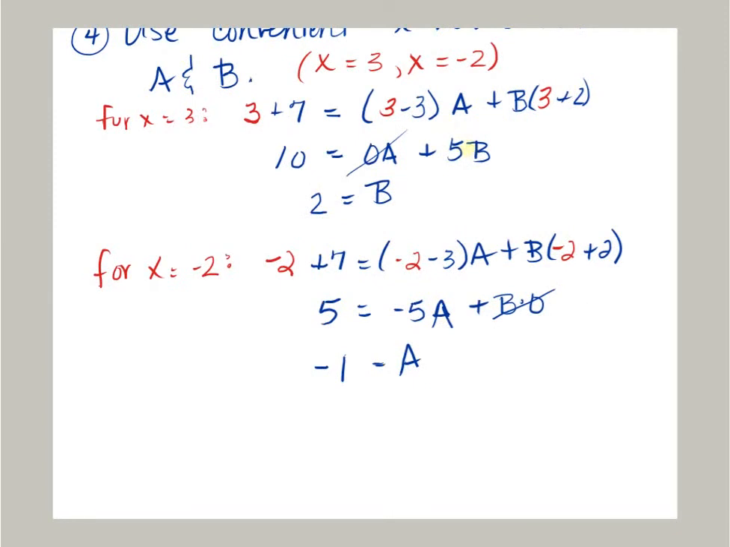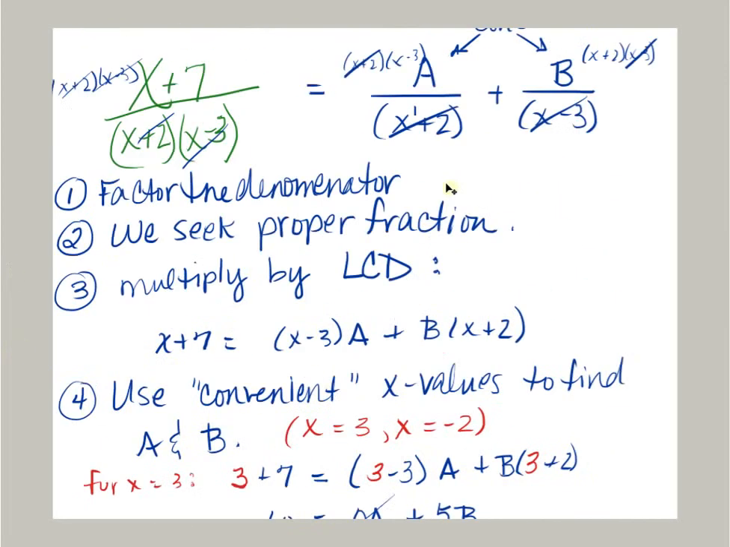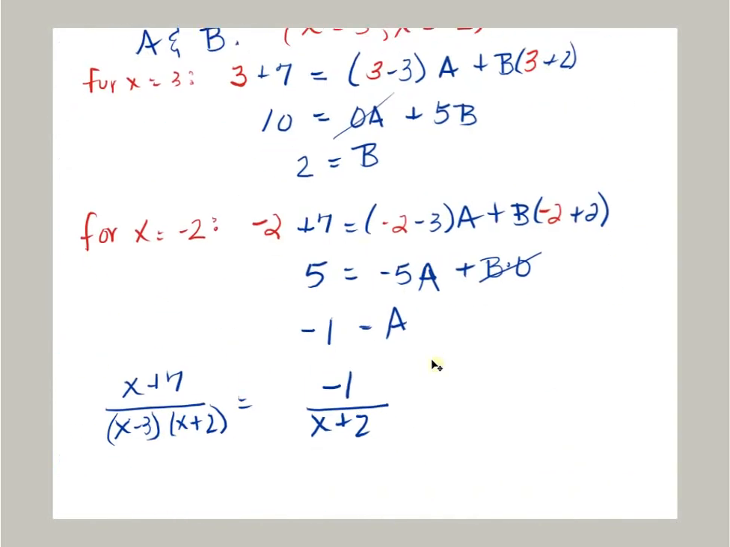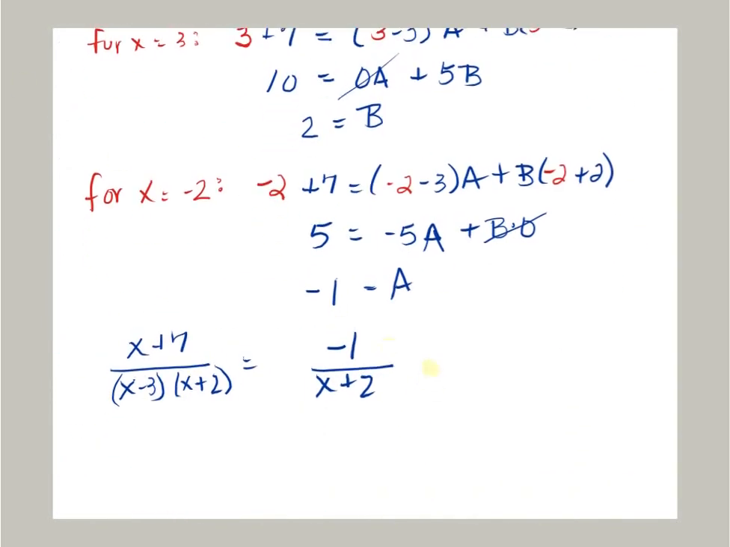It tells us that x plus 7 divided by x minus 3, x plus 2 decomposes into a over, I believe x plus 2. Let me double check myself. Let's go back up there and make sure I've got them in the right order. Because I did pair A with x plus 2 and B with x minus 3, so it is important that I put them in the correct order now. And 2 over x minus 3. So this is the decomposition.